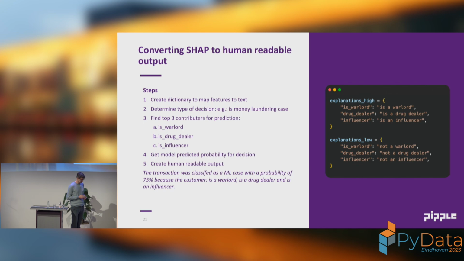And then we can put this all together. And this is basically what we also in the end supplied to the end user of our model. So he just gets a nice output saying, hey, look, we're quite convinced this is a money laundering case with a certain probability of 75%. Reason being he's a warlord, he's a drug dealer and an influencer. I can't get much better than that. And then that's something that they can work with and also validate their data and check if it actually all makes sense.